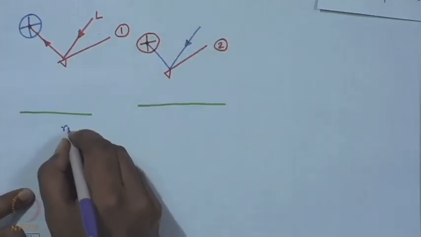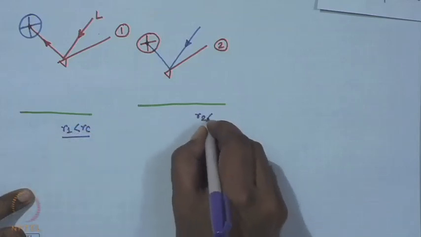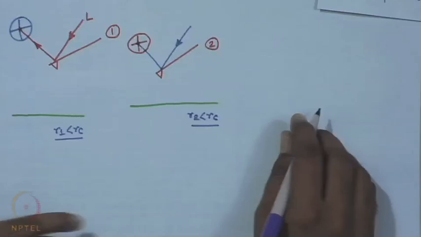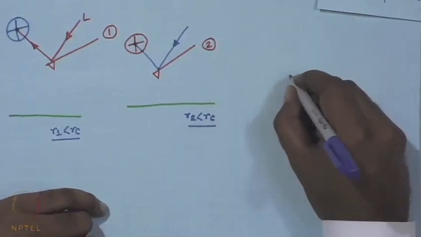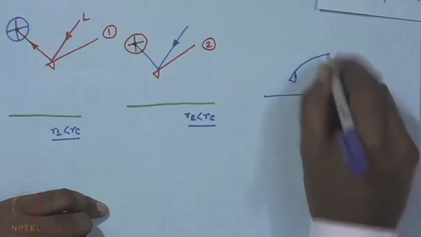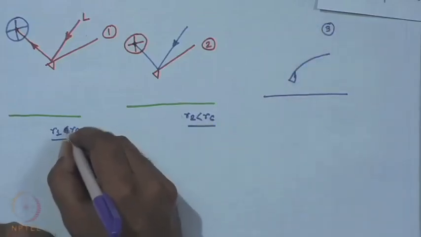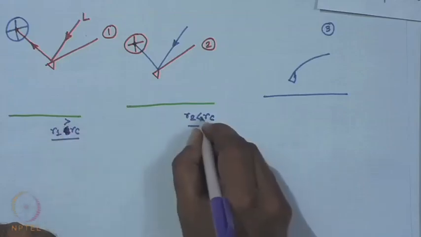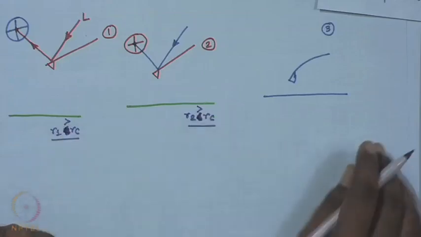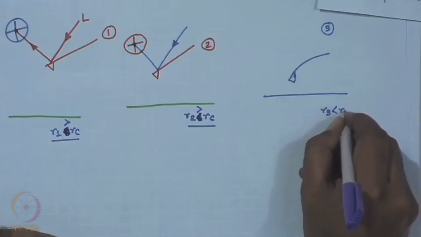So, I would say R1 is smaller than Rc, R2 is also smaller than Rc. Then we come to location 3, where, I am sorry, R1 is greater than Rc, R2 is greater than Rc, okay. But R3 is now less than Rc, and what is Rc we are talking about?